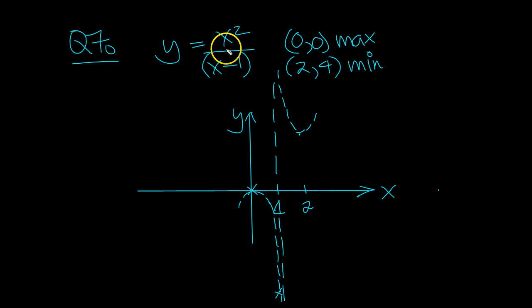Now as x gets large positive, this will be so much bigger than this one because this is squared. So it will just go up. It will just turn and go up, like so. And when x is large negative, this will be bigger than this. But it's positive over negative is negative. So it will turn and just go like so.